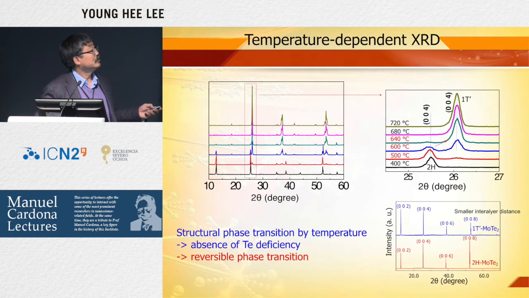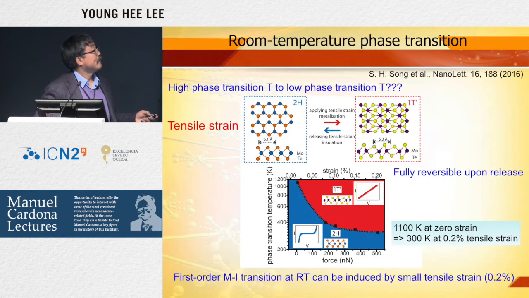So we can control it. For instance, if you start with a 2H, and this is an in situ temperature-dependent XLD experiment, you can actually see the phase shift from the 2H phase to the 1T prime phase, which is evidenced by this peak shift. So we do have this control of the phase.